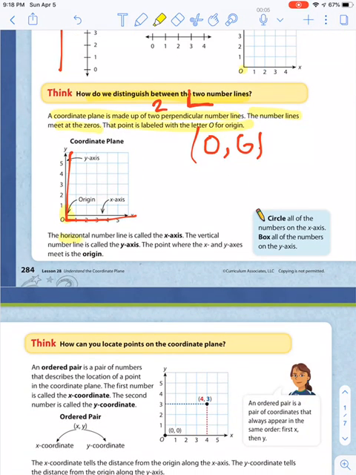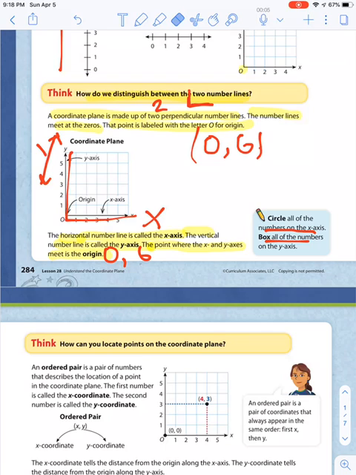Alrighty, the horizontal number line is called the x-axis. The vertical number line is called the y-axis. The point where the x and the y-axis meet is called the origin, aka the OG. So remember, going along horizontal is our x-axis, and our y kind of goes in that up and down direction, the arm of the y. So that's something that always helps me remember. Circle all of the numbers on the x-axis and then box all the numbers on the y-axis.